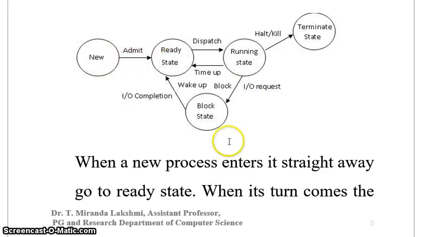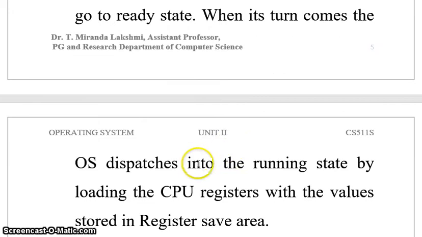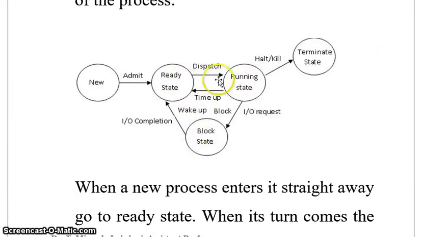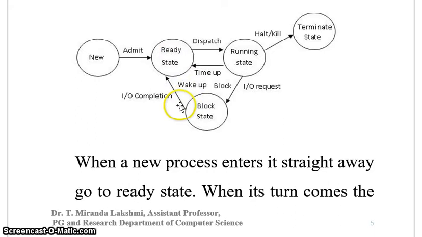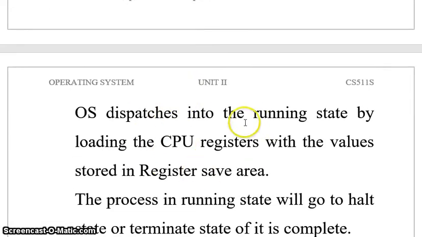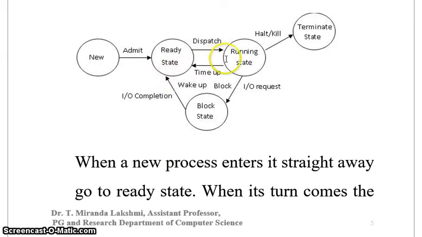Now you can see, when a new process enters, it will straight away go to your ready state, which you have seen. When a turn comes, the OS dispatches it into the running state. When it is being dispatched, if it is a new program, it will be dispatched as it is. If it is an old program, it has to load all the CPU registers, because during context switching, we will be storing the CPU registers inside an area called the register save area, which you have seen in your context switching. So these CPU registers have to be loaded inside the running state when it is being dispatched.